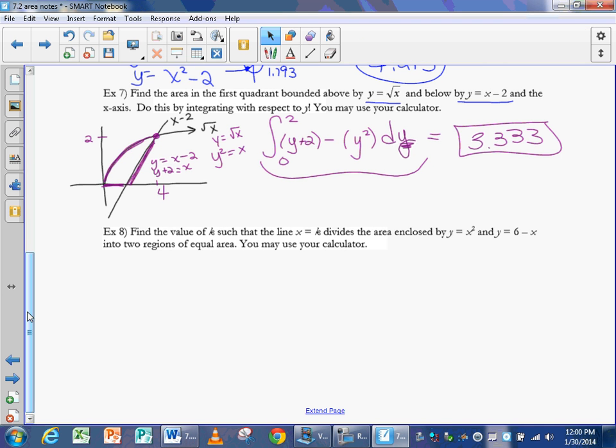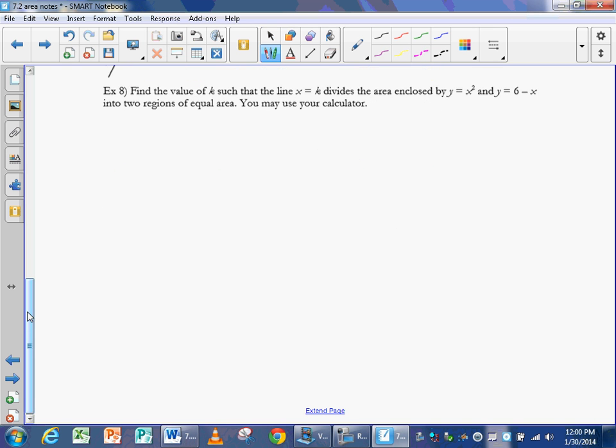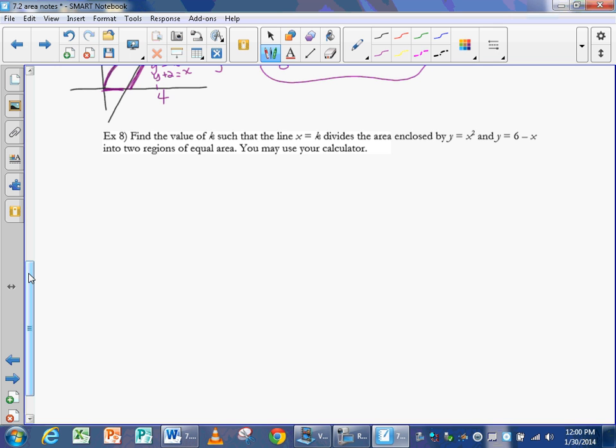Now is where it gets really interesting. The only thing that can make it better is logarithms because I love them. So find the value of k such that the line x equals k divides the area enclosed by that into two regions of equal area. I can use my calculator, so I'm going to graph it. So I have y equals x squared. Let's put this one in first and maybe see what they're talking about. And then y equals 6 minus x, which looks something like this. Again, this is just a sketch.